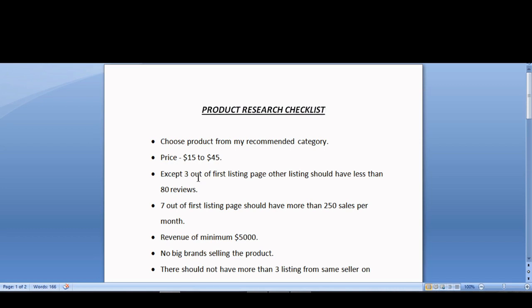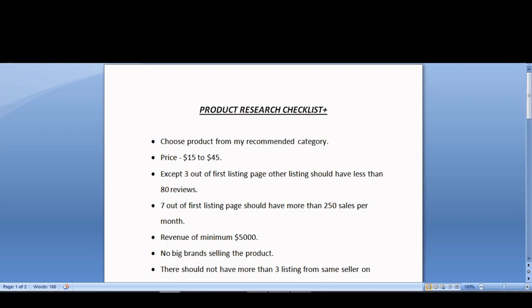Next, at least 3 out of the first listing page on Amazon should have less than 80 reviews. The reason is that when you open a product on Amazon.com and check that product on the Jungle Scout Chrome extension, on the first listing page that pops up only 3 listings should have more than 80 reviews, others should have less than 80 reviews, because if there are more than 80 reviews it will be hard for you to get a rank in the future.